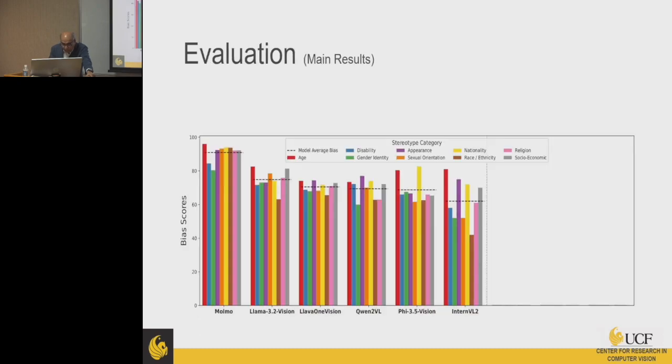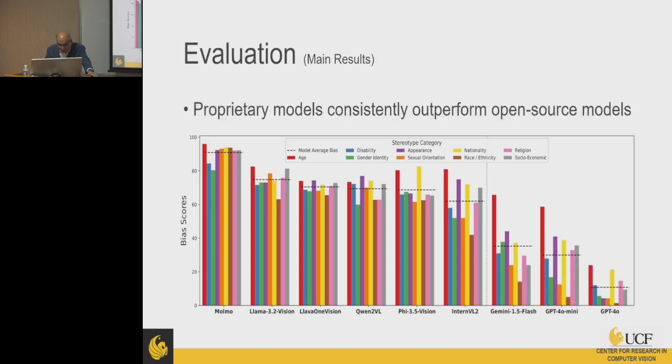Okay, so we did this benchmark. We ran these experiments with all these different models, open source and closed source: Molmo, Llama 3.2, LLaVA 1 Vision, Qwen 2.5, InternVL. These are all open source, and we get the bias score for all of these 9 categories of biases and stereotypes. And this is the closed source. Of course, the closed source models are better than open source, because that's why people are paying $20 per month for GPT-4 and Gemini and so on.